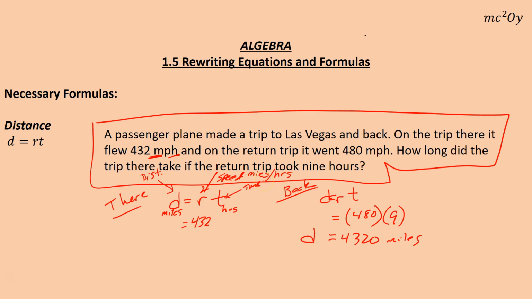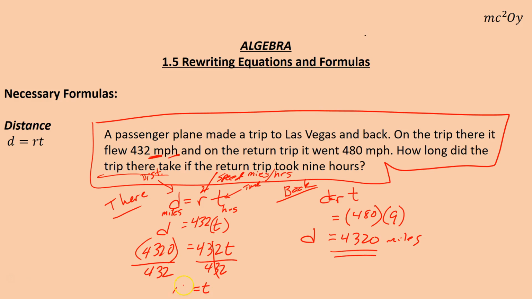Okay, well, if it's asking how long it took for the trip there, we're looking for this time right here. We don't know the time. So we're saying the distance is equal to 432 times time. Well, we know the distance now. Since the distance there and back are exactly the same, we can put 4,320 in for distance here on the way there and solve this equation. So dividing by 432, just so happens this is easy division. You're left with 10. T equals 10. And that would be 10 hours, right? All right.